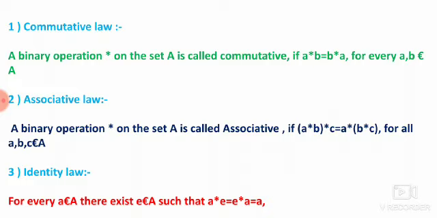Let me go for the laws about the binary operation. The first law is called commutative law. A binary operation star on a set capital A is called commutative if a star b is equal to b star a for all a, b belonging to the given set. Such law is called a commutative law. If any two elements are added, subtracted, multiplied or divided, then if I reverse the elements, it gives the same result. Such law is called a commutative law.